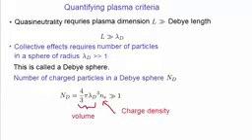A Debye sphere is an imaginary sphere that has a radius of 1 Debye length. So we want the number of charged particles in a Debye sphere, Nd, to be much greater than 1, and is given by this expression, where we're basically multiplying the volume of the charged sphere with the number density of the charges. In this case, it's the number density of electrons.